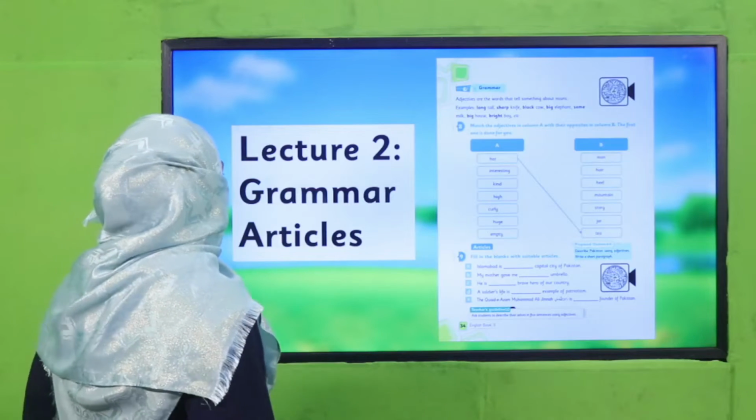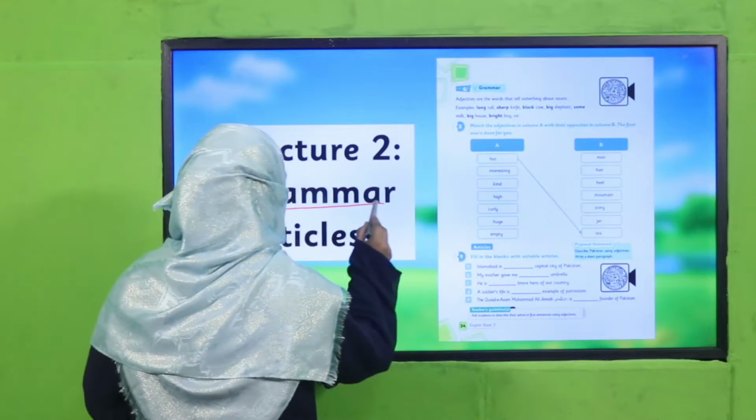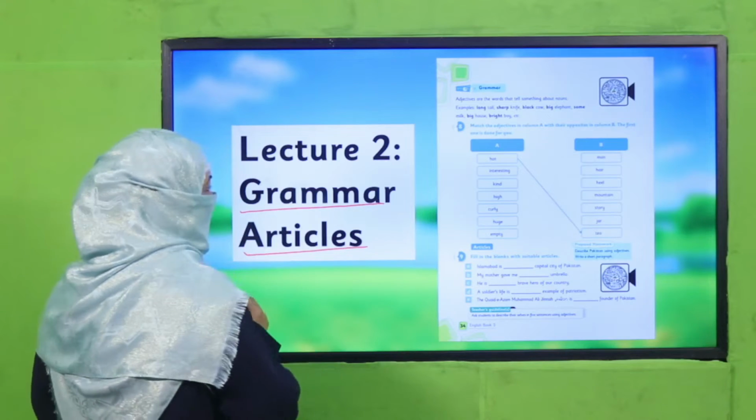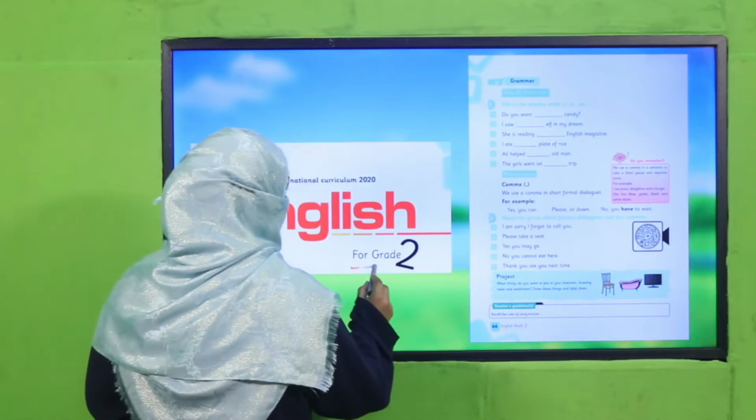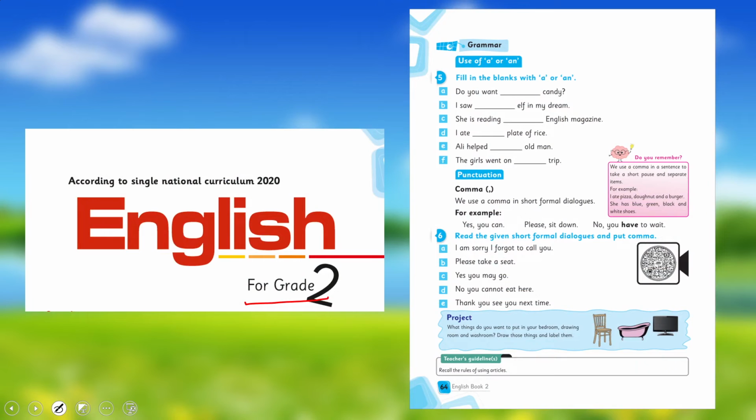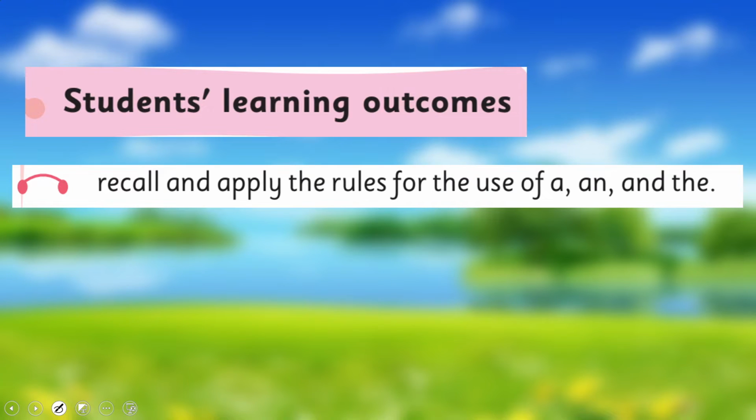Yes, my dear children, today under the title of grammar, we are going to learn about articles. Before this, in English for grade 2, I have already taught you the use of a or an. I hope you remember. If not, you may watch this video lecture again. And we are going to learn further to recall and apply the rules for the use of a, an, and the. This is our today's SLO.